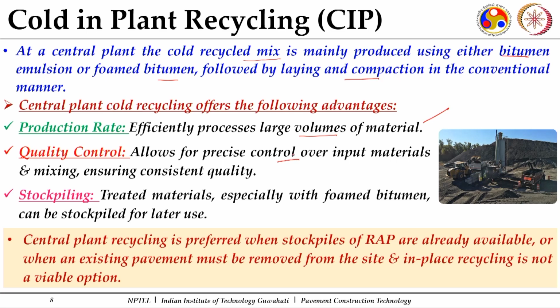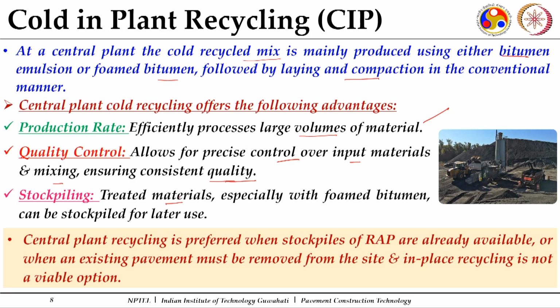Quality control: at a plant you have good control over the injection of your emulsified bitumen or foamed bitumen or the other additives which are required, maybe cement or lime. And at the plant, the control over the mixing is also better compared to what can be achieved in the field. So, it allows for precise control over input materials and mixing, ensuring consistent quality. This is one key important advantage of cold in plant recycling.